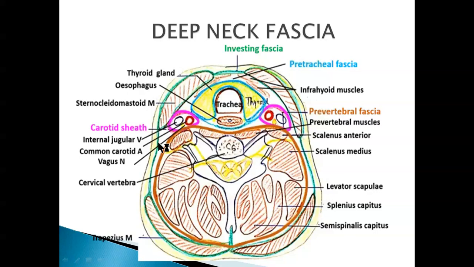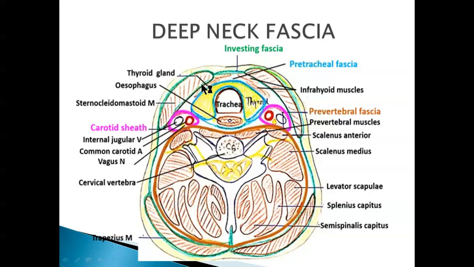What we know about investing fascia. Other than these, investing fascia would cover your parotid gland. The same way it envelops your sternocleidomastoid (SCM) muscle, it would envelop your parotid gland also by giving two layers, which we will discuss in the upcoming slide.